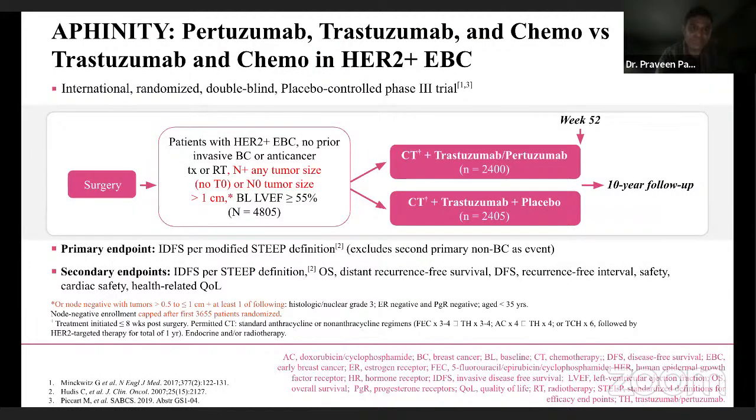The APHINITY trial tested the use of pertuzumab in the adjuvant setting only, for patients who had upfront surgery. So patients with HER2 positive early breast cancer, no prior chemotherapy, node positive with any tumor size, or more than 1 centimeter tumor with node negative, were randomized to chemotherapy or chemotherapy plus pertuzumab.